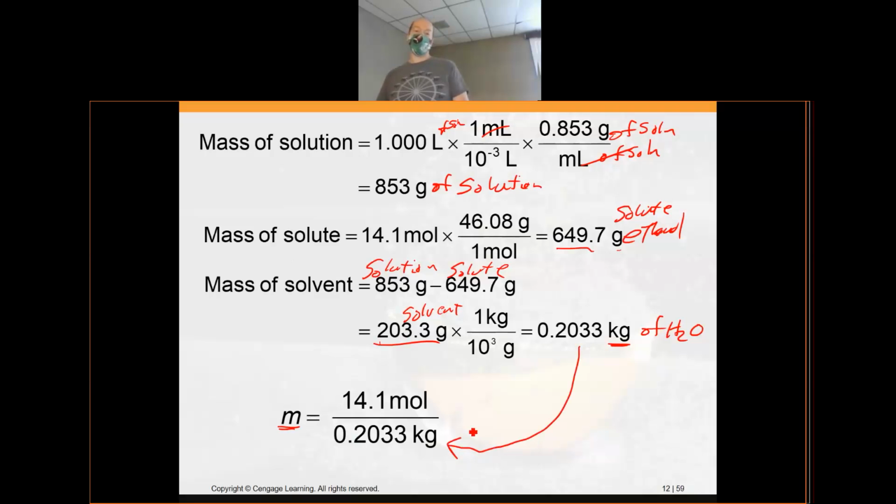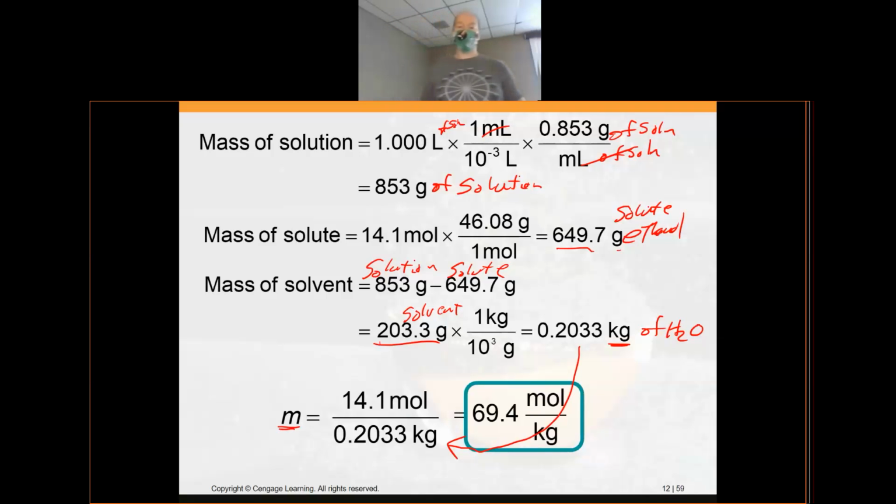All right, so now we have finally our denominator. We had the 14.1 moles as our numerator. Now we have found the denominator. Now we divide those two numbers, and we have our answer, an extremely high molality of 69.4 moles per kilogram. And this is moles of your ethanol per kilogram of water. In this case, this is your solute, and this is your solvent, and that is because that's how they set up this problem.